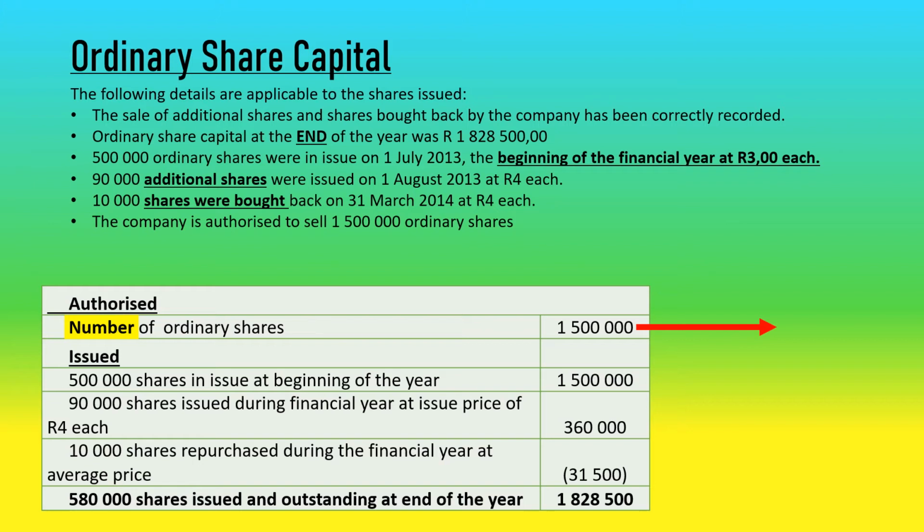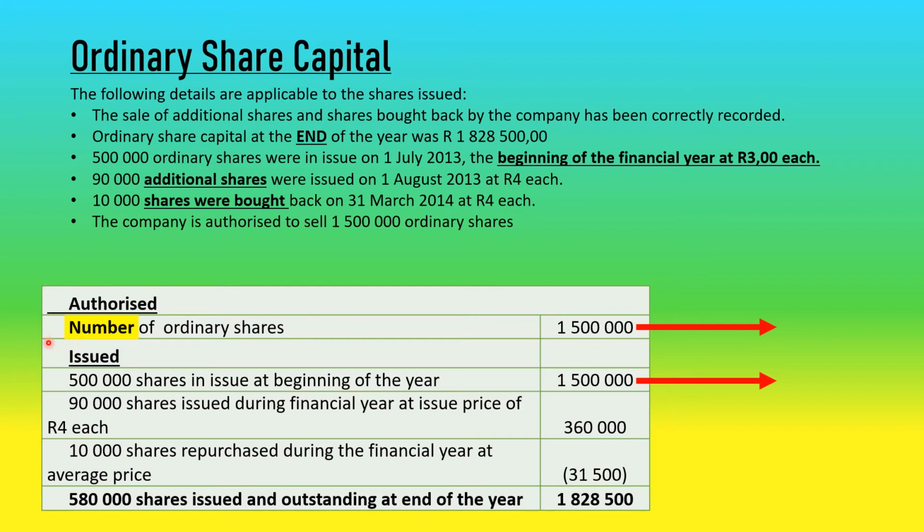So in this example, we've got the number of ordinary shares. This was given to us. The company is authorized to sell 1.5 million ordinary shares, and we've got the 1.5 million ordinary shares here. Once again, do not confuse this with the Rand value. This will always be the number of ordinary shares. So this is your format, and make sure that you know this format really well.